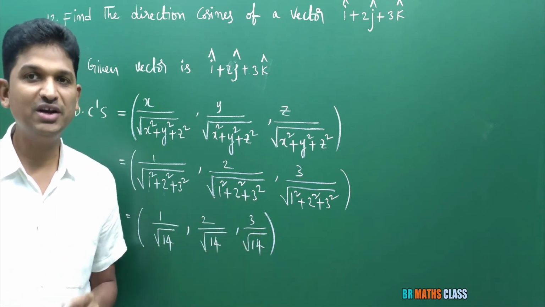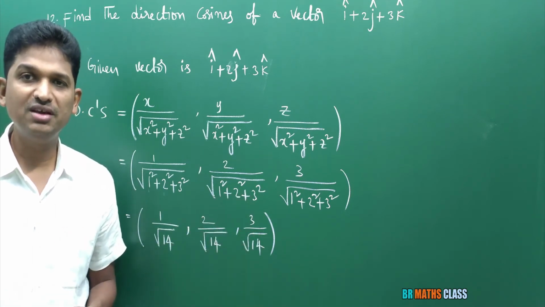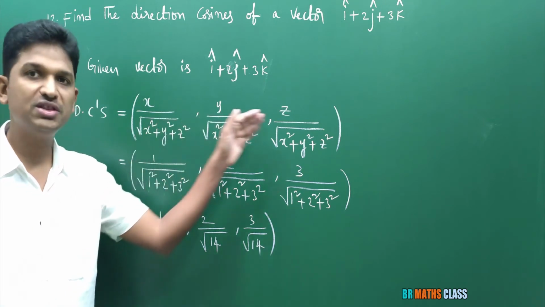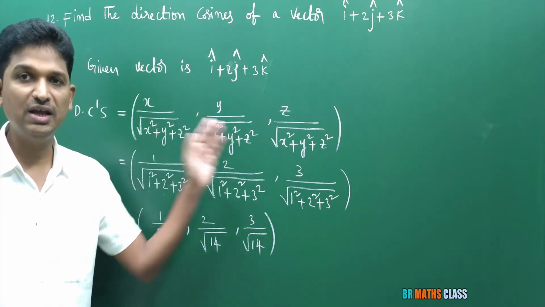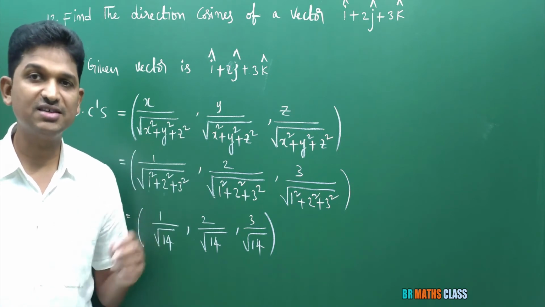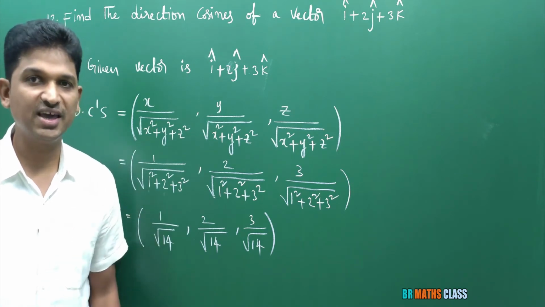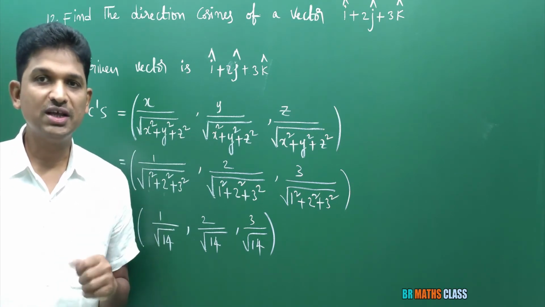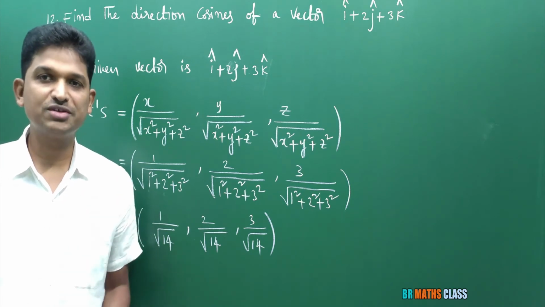I hope you understand. You can do this problem very easily. Only the thing is you need to know this formula. This is the formula to calculate direction cosines of a vector xi cap plus yj cap plus zk cap. Now we will move to the next question that is also related to direction cosines of a vector.